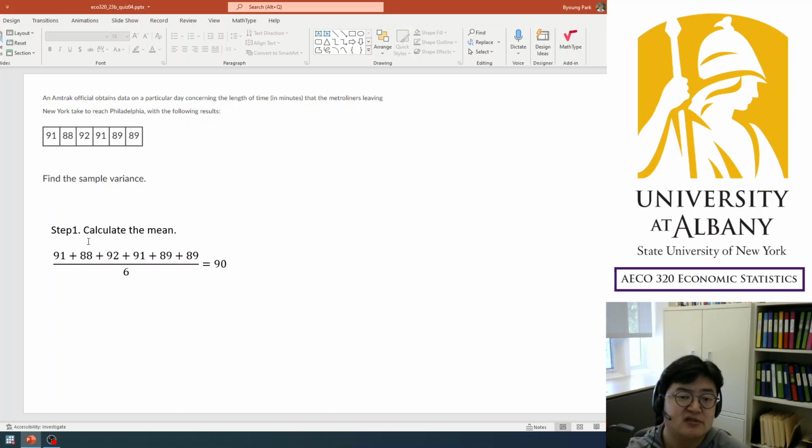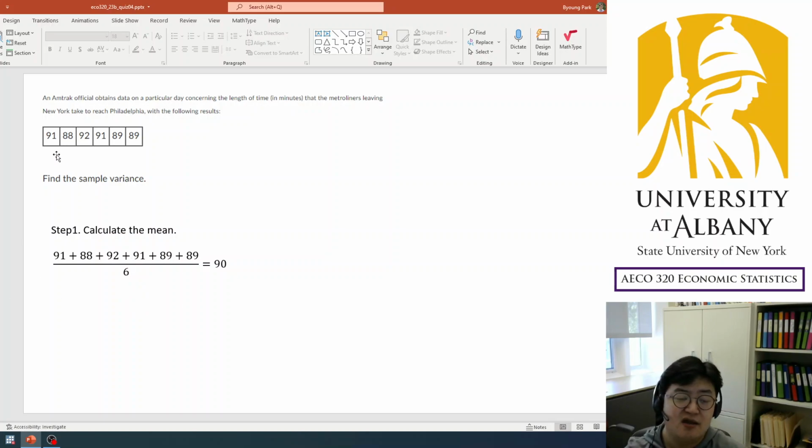To calculate the variance, as before, we are going to calculate the mean, which is just like this. Add 6 numbers, divide by 6. By the way, even though we are using the sample variance, the denominator for the mean does not change. Mean has no other formula. So this is the mean.